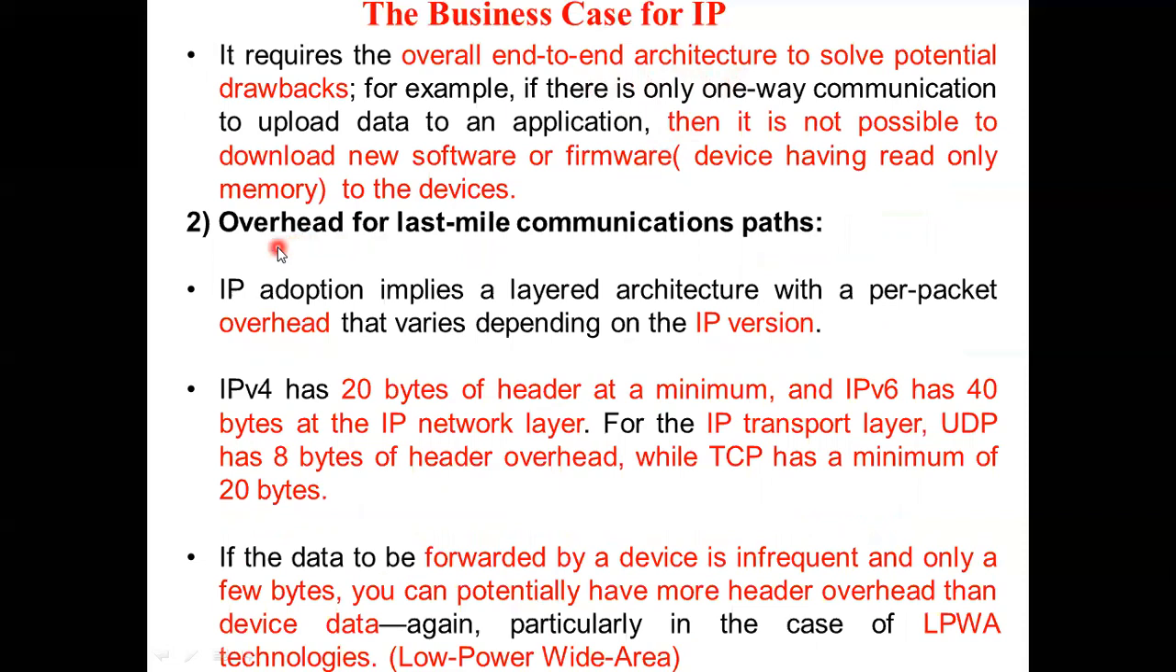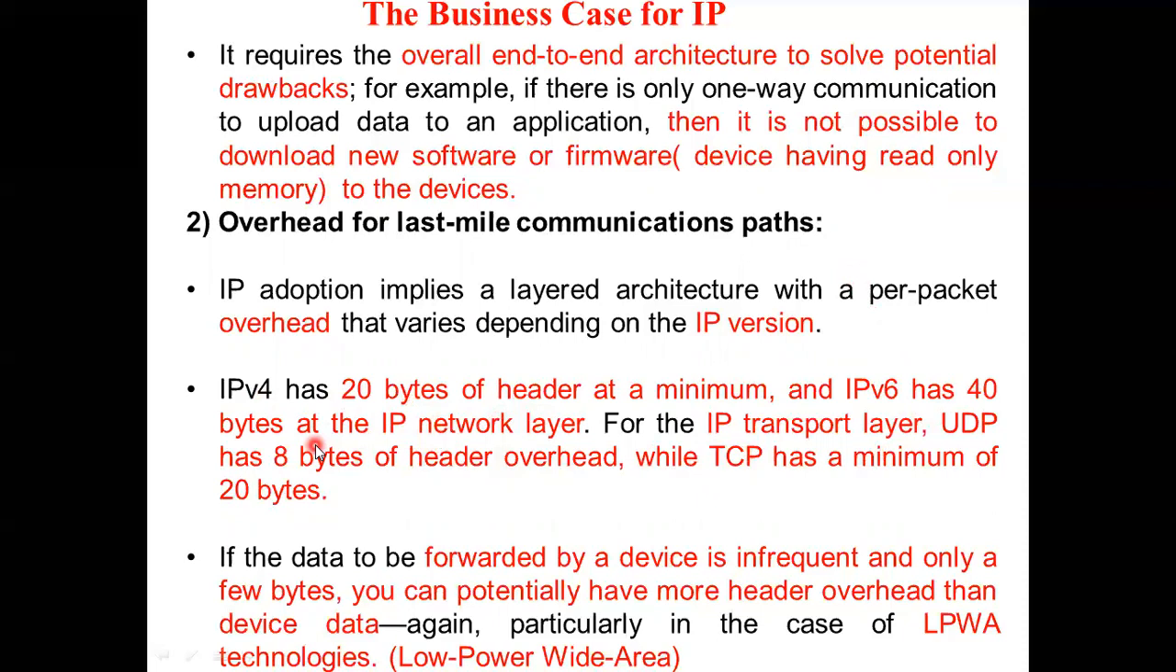Next point is overhead for last mile communication path. Mainly we are using IPv4 or IPv6 communication. IPv4 has a 20 byte header, because the header has the source address, destination address, CRC, everything there, but it is an extra burden for the data to carry. There is no doubt, it's a header. That's why 20 bytes. If you are going with IPv6, it is twice that, a 40 byte header.